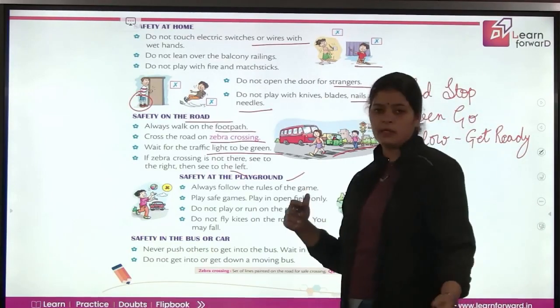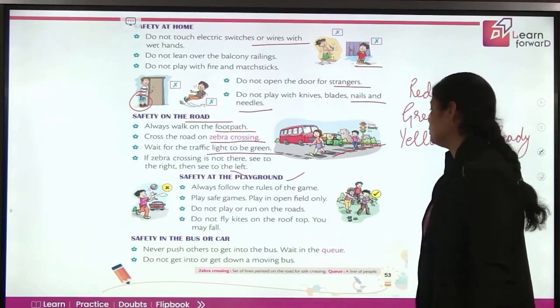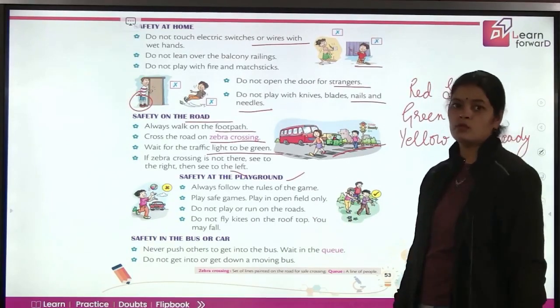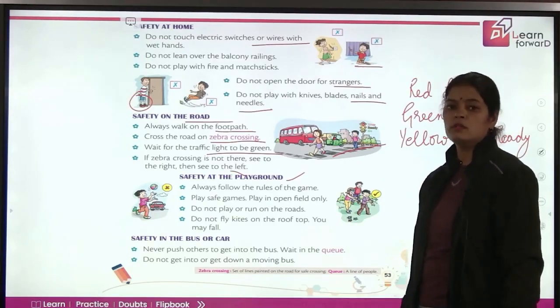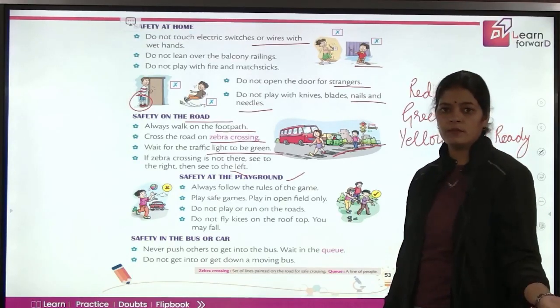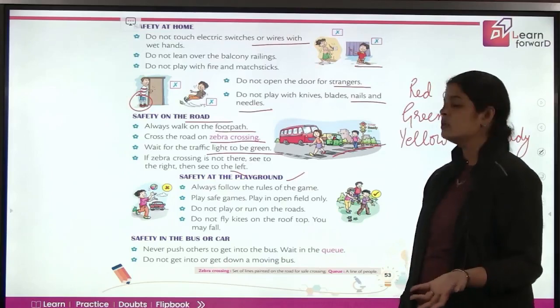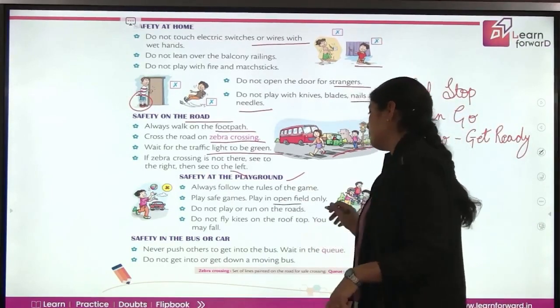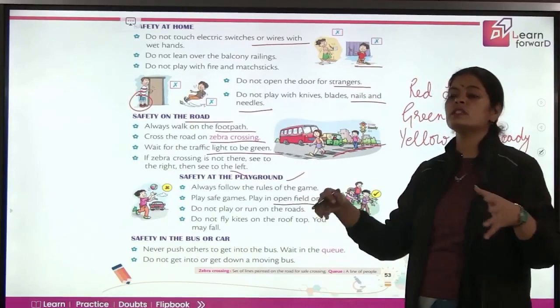You go to the playground for playing. So what are the things you need to focus on? Always follow the rules of the game. If you are playing in a group, there is one game that you all are playing together. So you need to follow the rules of the game first. Play safe games. Play in an open field only. Do not hide in the bushes.